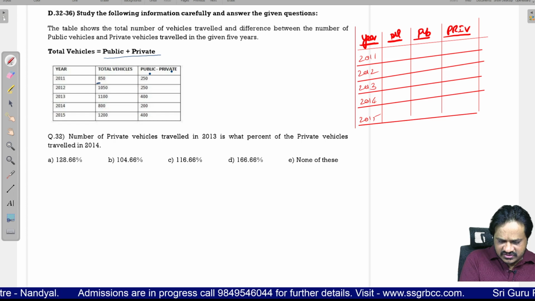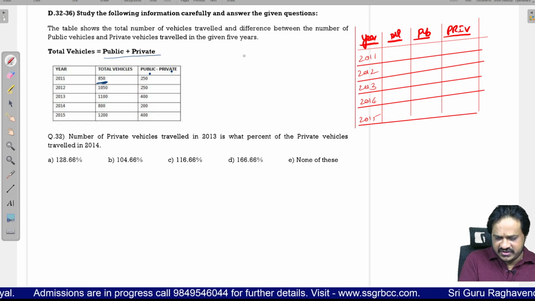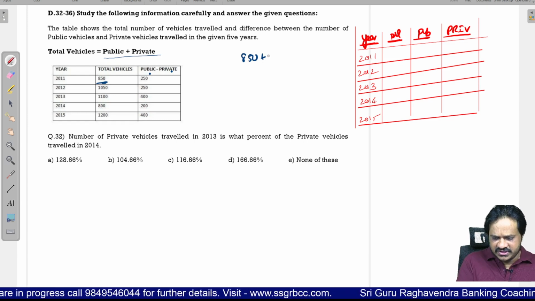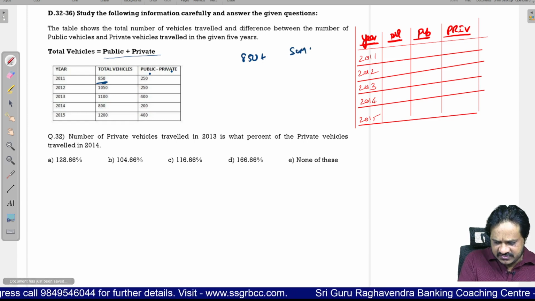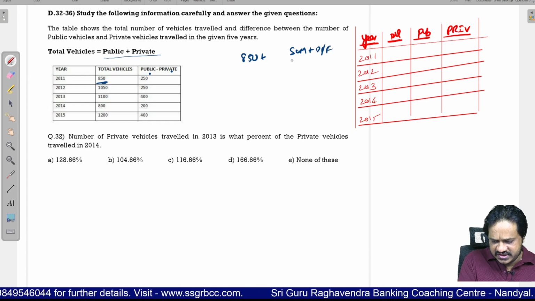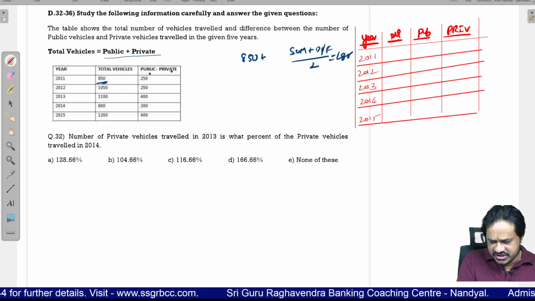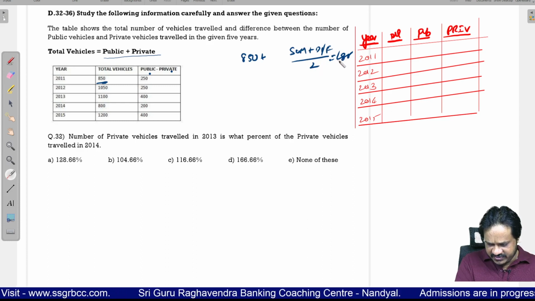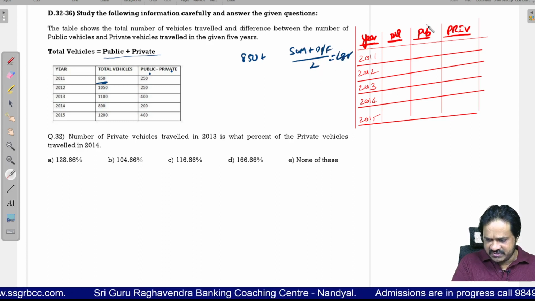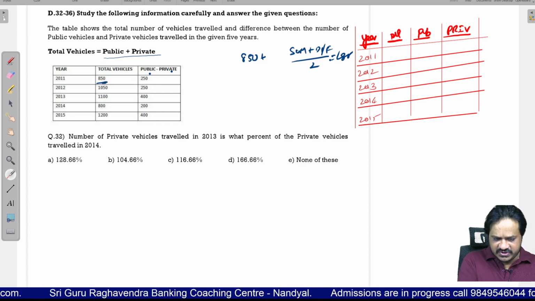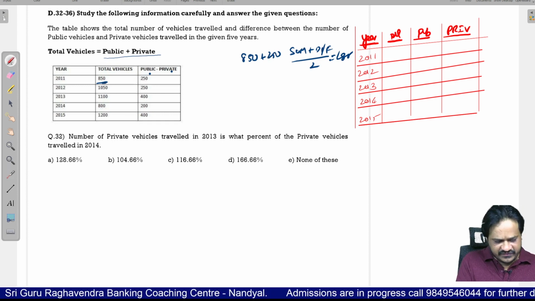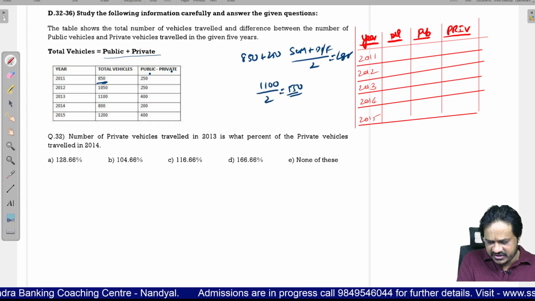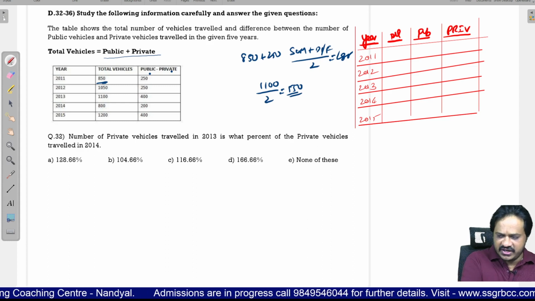The total is given, and the difference of public and private. So, here the formula is total plus difference, the sum plus difference divided by 2 will give the larger value. Here larger means public. For example, 850 plus 250. What is 850 plus 250? 1100. 1100 by 2 means 550. What is this 550? This is the public value.